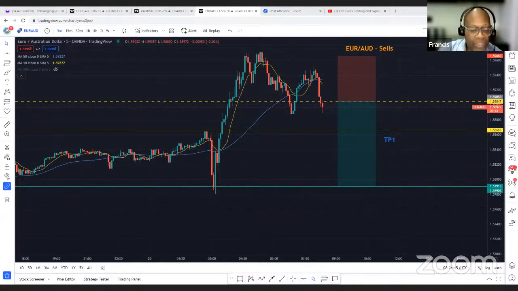So we're also going to keep an eye on gold as well.